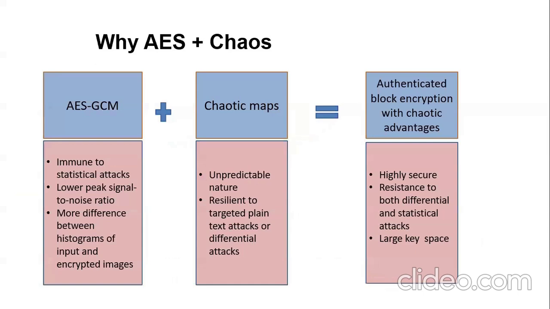Why to include AES with chaos? AES GCM is the Galois counter mode of operation of Advanced Encryption Standard. It has advantages of immunity to statistical attacks, lower peak signal to noise ratio, and more difference between histograms of input and encrypted images. The advantages of chaotic maps include unpredictable nature and resistance to plain text attacks. So the combination of both will provide the advantages of authentication along with chaotic advantages. The algorithm will be highly secure, it will be resistant to both the types of attacks and will provide very large key space.